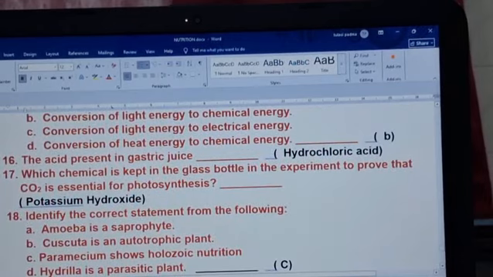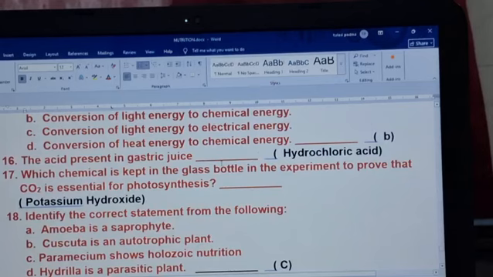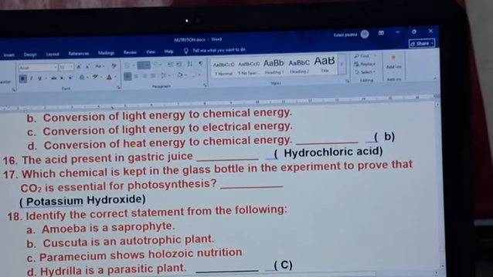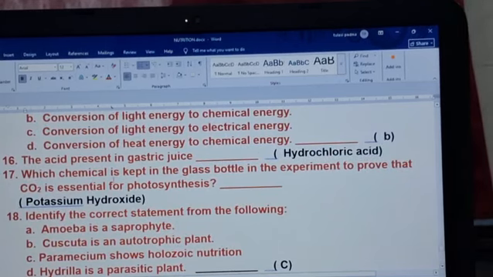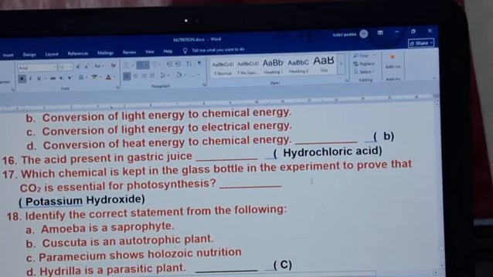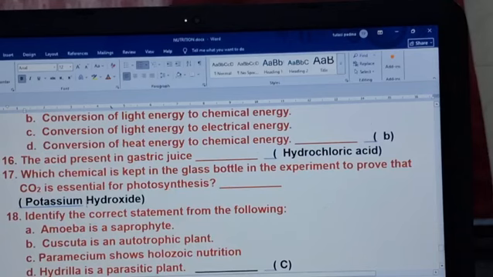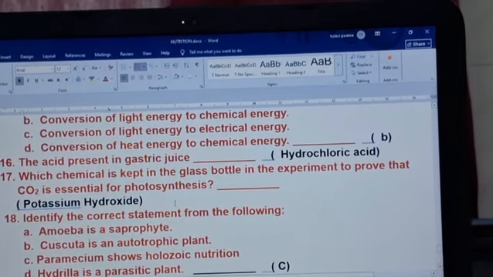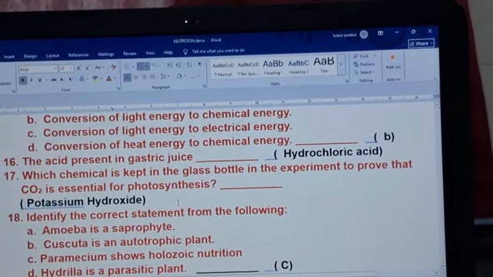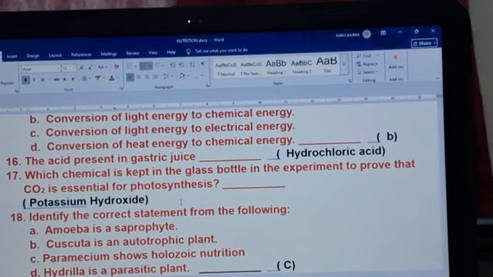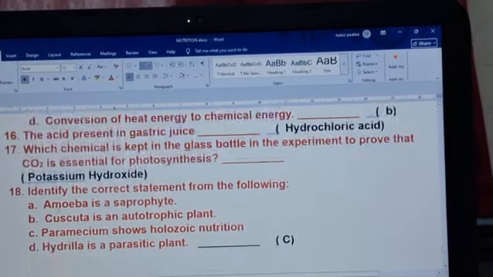Next, 16th. The acid present in the gastric juice, in the stomach, is hydrochloric acid. Which chemical is kept in the glass bottle in the experiment to prove that carbon dioxide is essential for photosynthesis? Again, it's a repetition question, children. The chemical is nothing but potassium hydroxide.